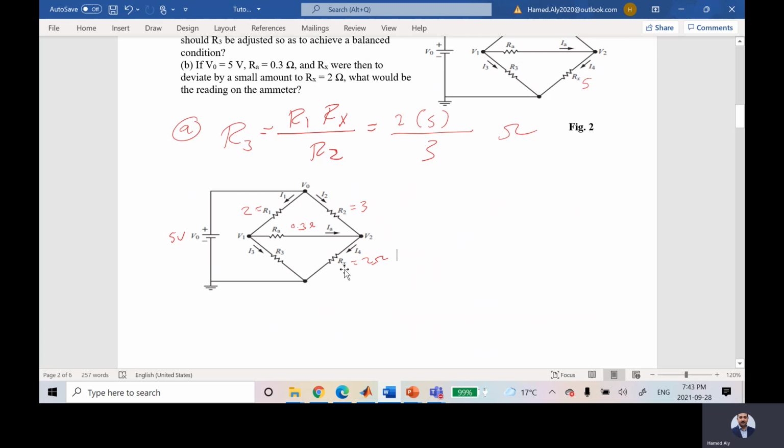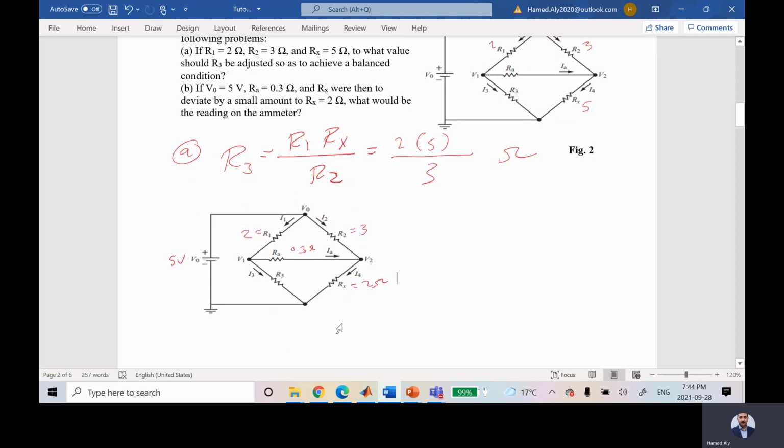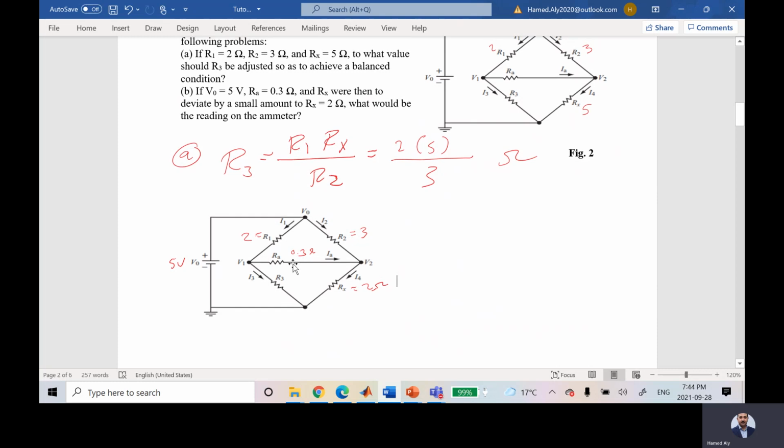Since this guy is changed to 2, are you expecting there will be a current here? Yes, for sure. At that time, I have to know the value of RA. Because of that, for this part, which is part B, he gave me RA. But in the first part, why didn't he give me RA? Because I don't need it, because there is no current in RA. But what about here for this guy? No, there is current. Why? Because R equal to 2 is not the balanced condition, which means there is a current here. So he asked me, what is the reading of the ammeter? How to solve such a problem?